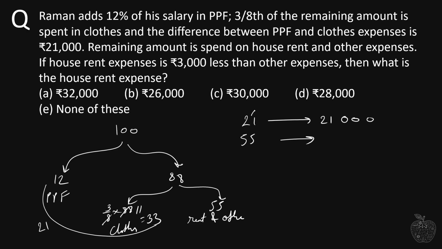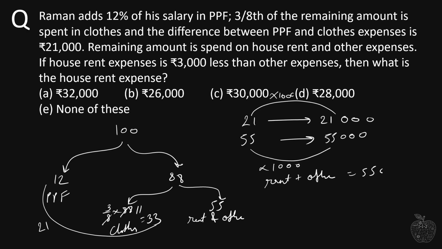Now we know that this 21 when multiplied by 1000, we get 21,000. So we can do a similar thing over here. So 55 multiplied by 1000 will get 55,000. So we know that this 55 is equal to rent plus other expenses. So we are given that rent plus other expenses is equal to 55,000.